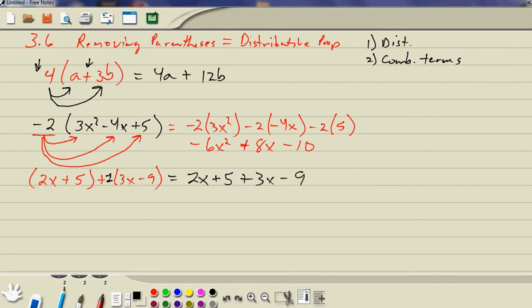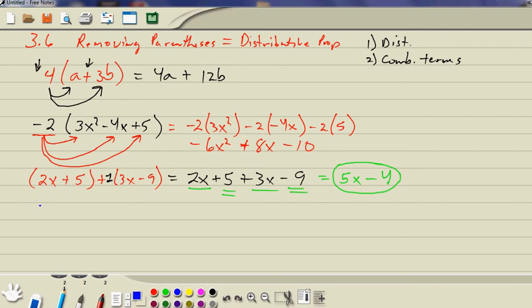And then I go through and I look for opportunities to combine my like terms. I have 2x and 3x, and I have 5 and a negative 9. And I like to do the underlining, or I could circle the items that are like terms, and then that produces my answer. So 2x plus 3x is 5x. A positive 5 minus 9 is a negative 4. So we have 5x minus 4.